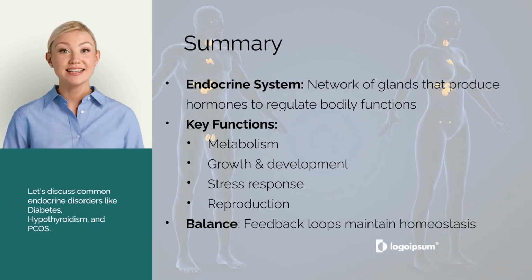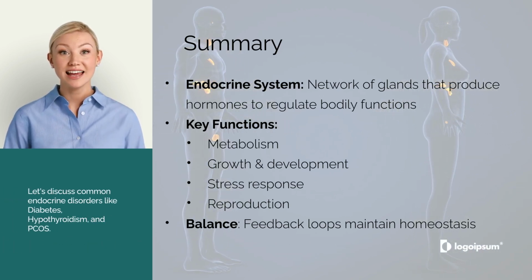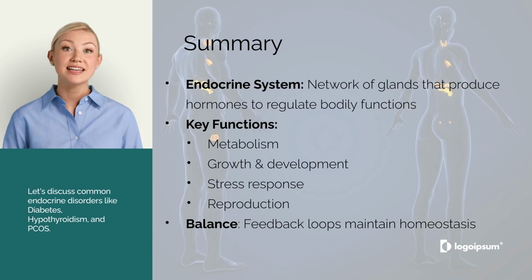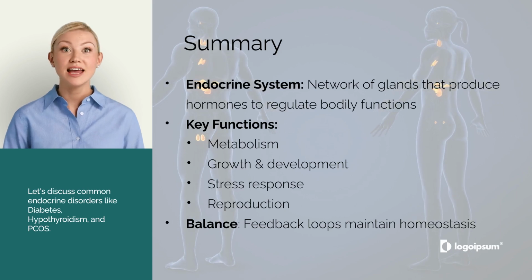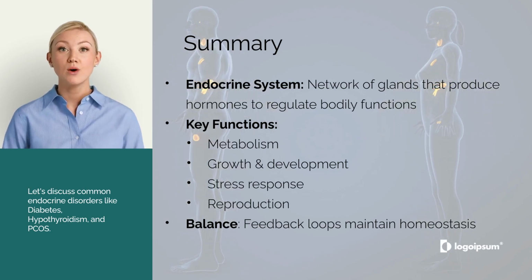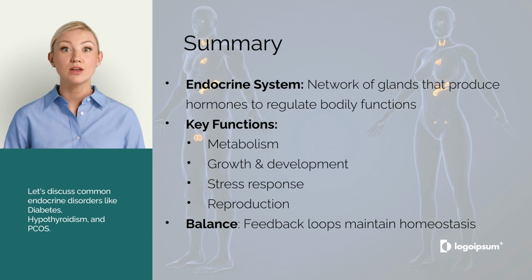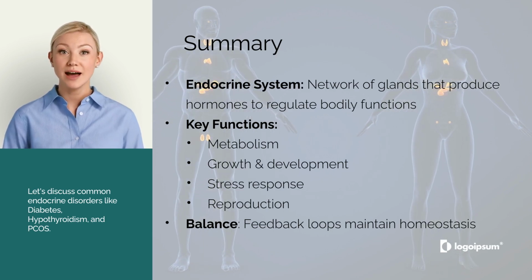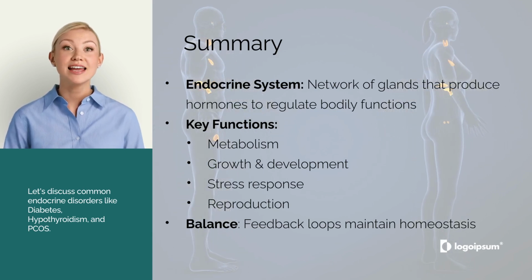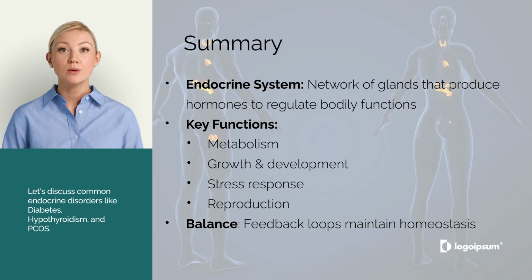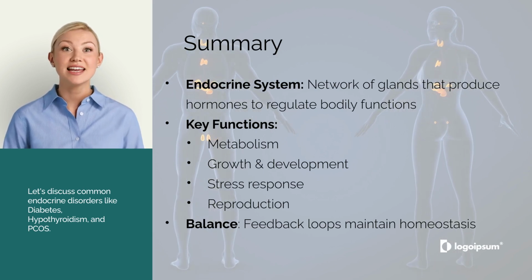To summarize, the endocrine system is a network of glands that produce hormones to regulate key functions like metabolism, growth, reproduction, and stress responses. Hormones are chemical messengers that work in a coordinated way to keep the body in balance. By understanding the glands, the hormones they produce, and how these hormones affect the body, we can better understand health conditions and how to treat them.